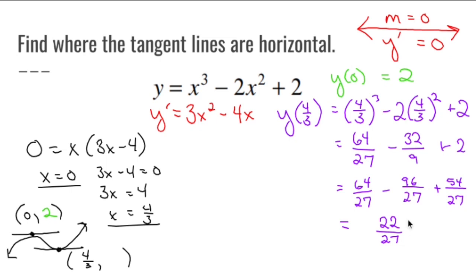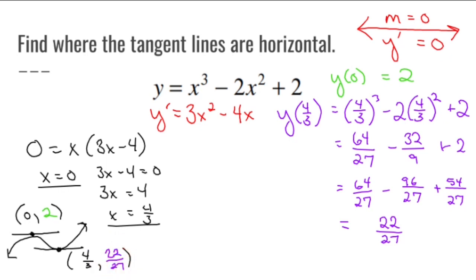Just trying to do this all in my head, making sure I'm not making a mistake. And I think I'm okay. I think that's pretty good. Again, 64 plus 54 is 118. 118 minus 96. I'll take it. So by plugging in 4/3, I now have my 2 points.